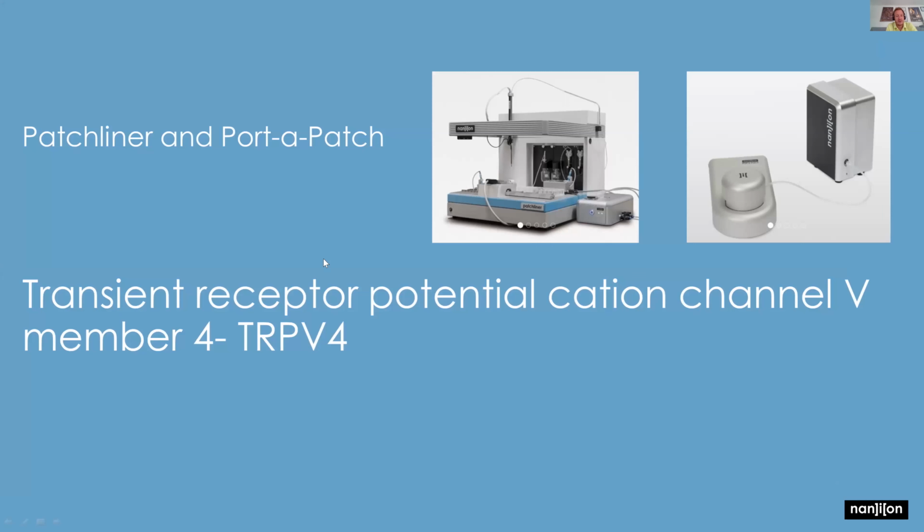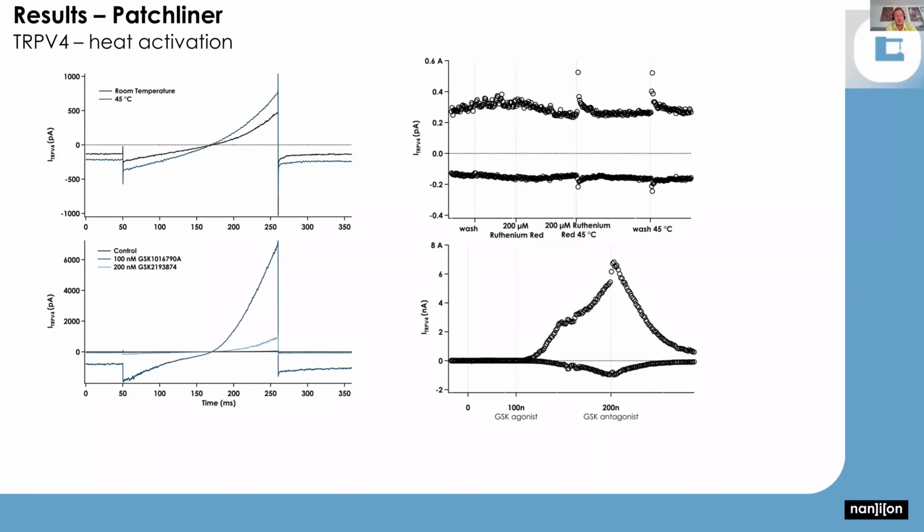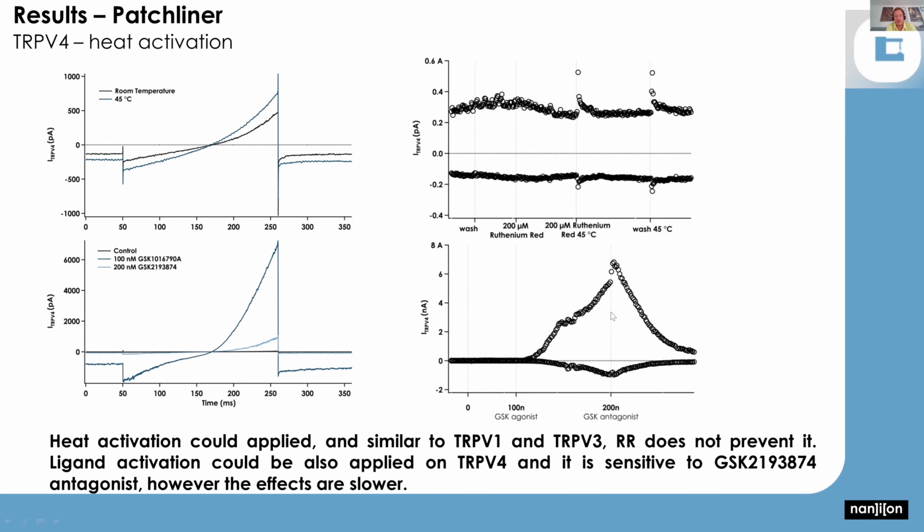In case of TRPV4, we tried both on the PatchLiner and the PortaPatch to activate the current. As you can see, the heat activation also worked on the TRPV4 channels. Also, the pharmacological activation seems to be working. However, it seemed to be slower compared to the previous channels. So we see, compared to the others, a slowly activating current, but it seemed to be sensitive also to the antagonist.